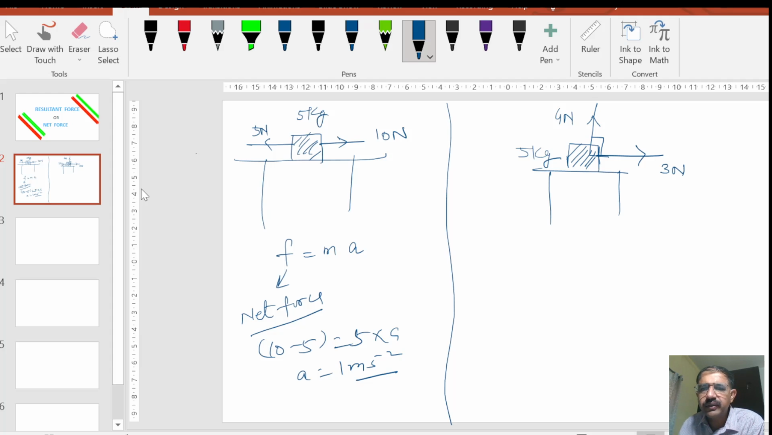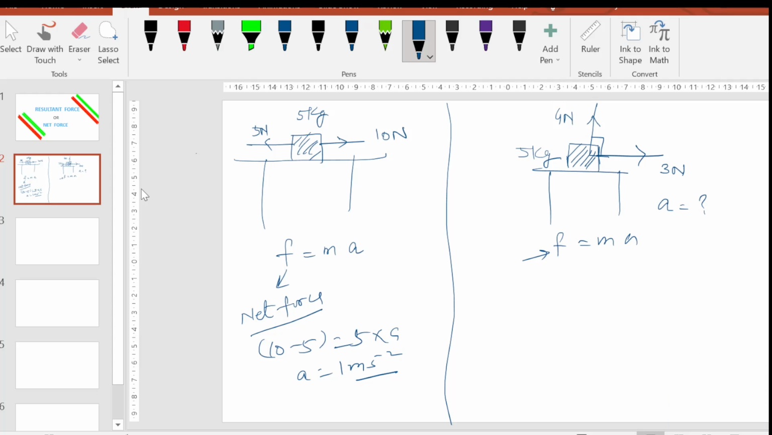What do we have to find out? We have to find out the acceleration. What will be the acceleration of this block? Again, we will apply the formula F equals ma. What is F here? So again, F is net force. Just now we have discussed F is net force. So what is the net force now? 4 plus 3, 7? No, it is not like that. We have to calculate the net force.